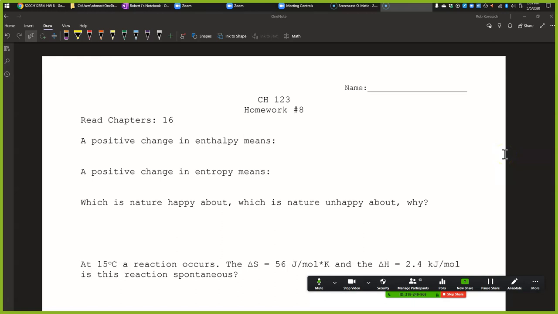Okay, let's go ahead and knock this out. So, a positive change in enthalpy means what? A positive change in enthalpy is an increase. Yes. Increase in energy. Gonna need to be more specific. Energy is being added to the system.